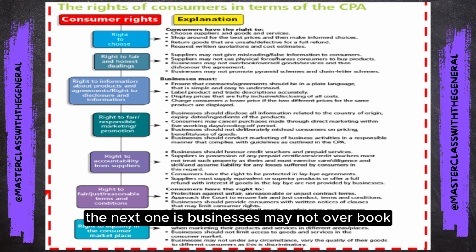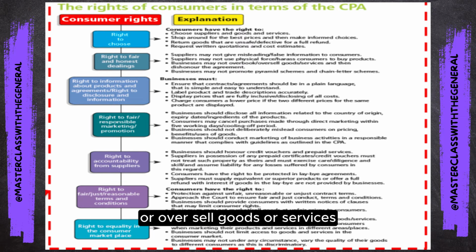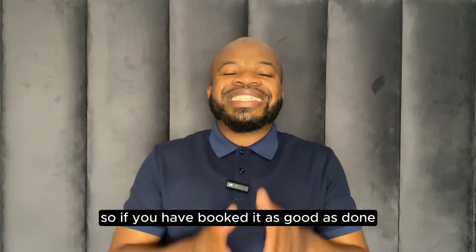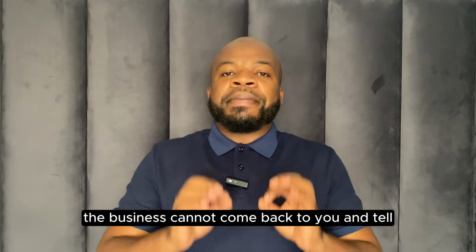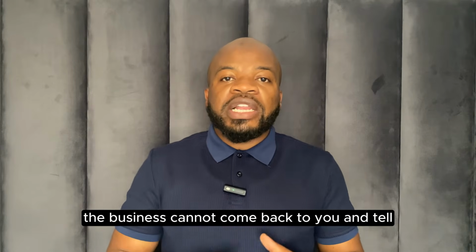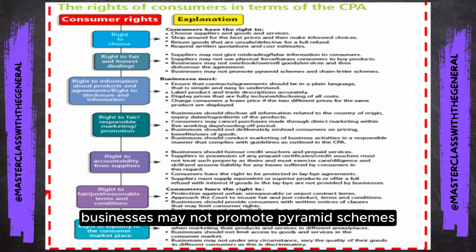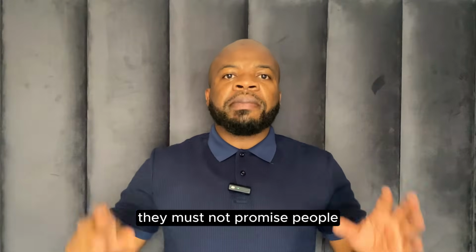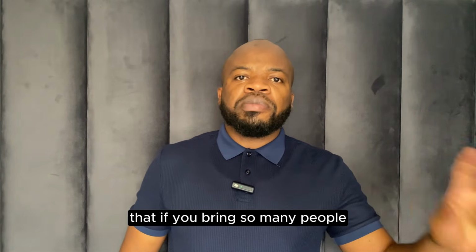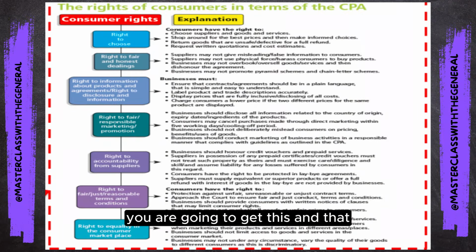The next one is businesses may not overbook or oversell goods or services and then dishonor the agreement. So if you have booked, it's as good as done. The business cannot come back to you and tell you that they double booked. Businesses may not promote pyramid schemes and chain letter schemes. So they must not promise people that if you bring so many people, you are going to get this and that.